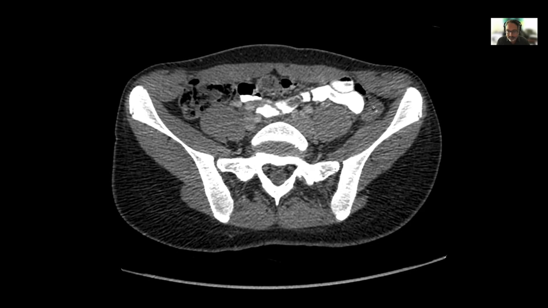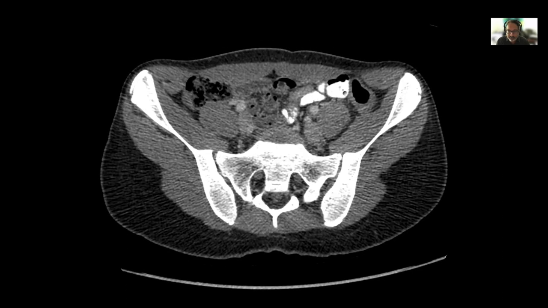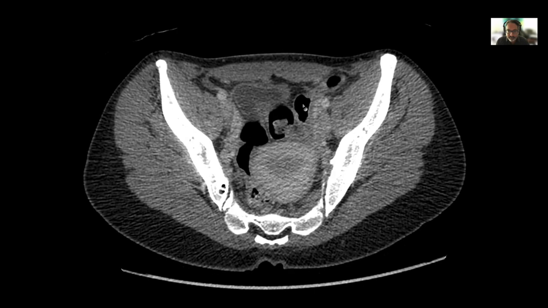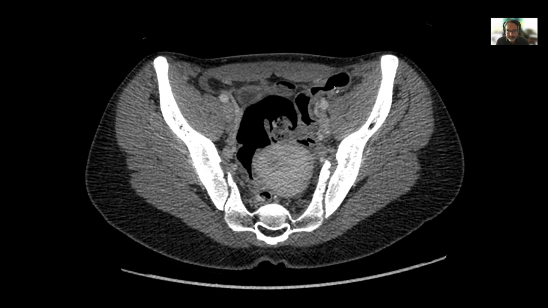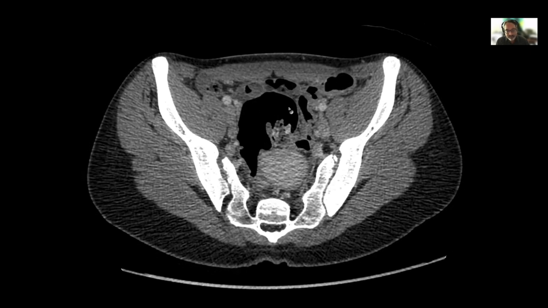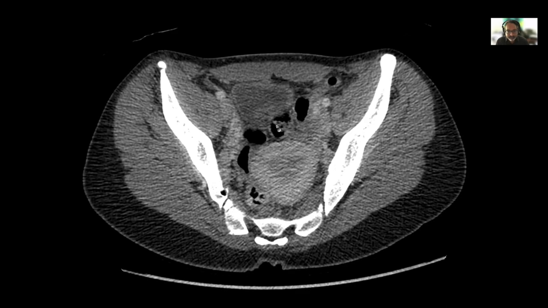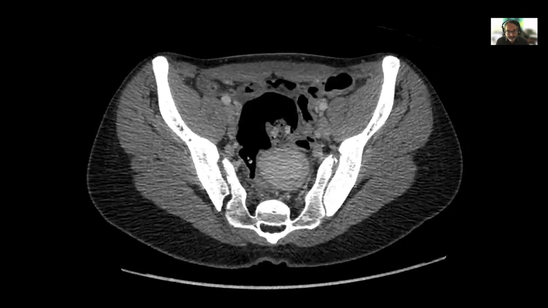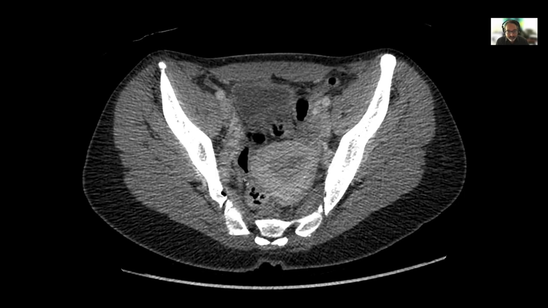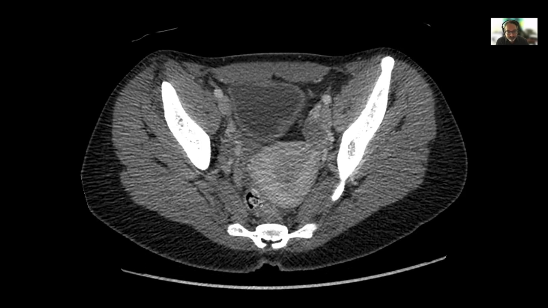This is still the descending colon here. And now you can see it's moving. That's the descending colon, but now you can see that moving medially. So this is the sigmoid colon now. If you keep following the sigmoid colon down, sometimes you lose the air, but this is now the rectum as it moves posteriorly.